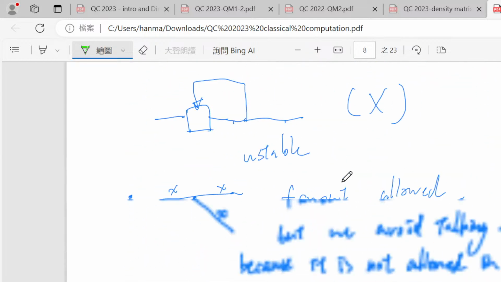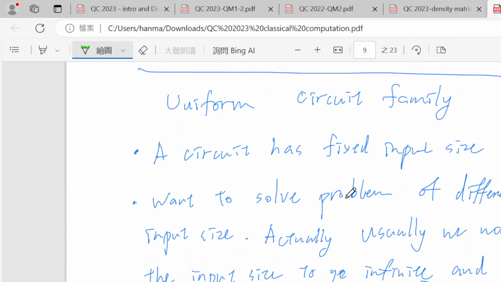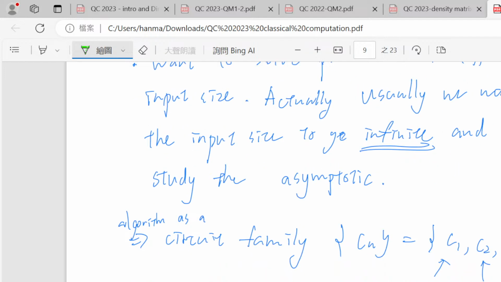Okay, so if we think of an algorithm as really dealing with any input size, then we need a circuit family. Instead of just one circuit, we have an infinite number of different input sizes, so we have an infinite number of circuits to deal with them. So we have a circuit family. An algorithm in the circuit model is a circuit family. You have C1 for 1-bit input, C2 for 2-bit input, all the way to infinity. Okay, so does that solve everything?